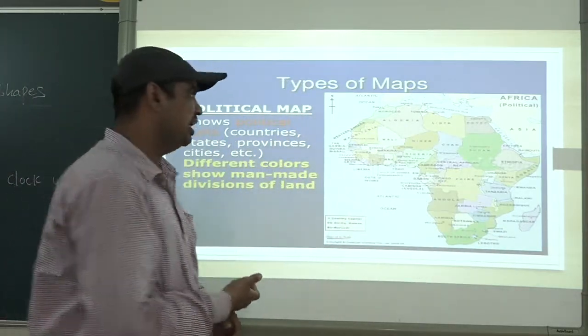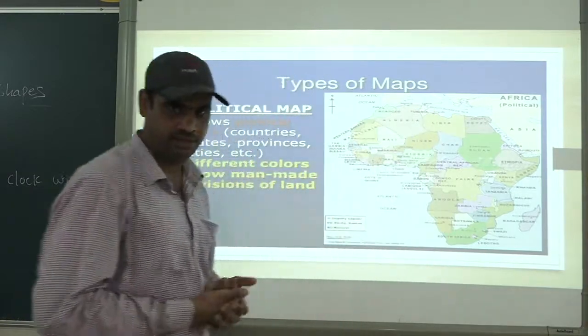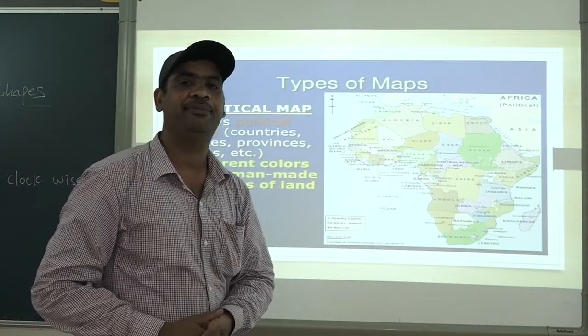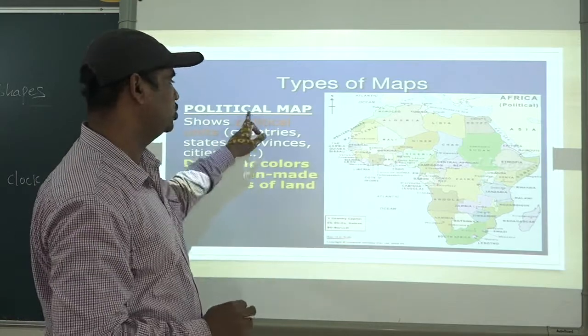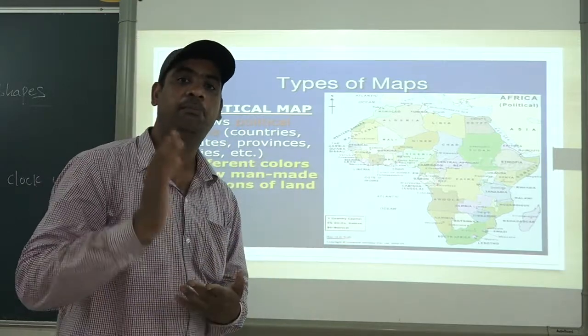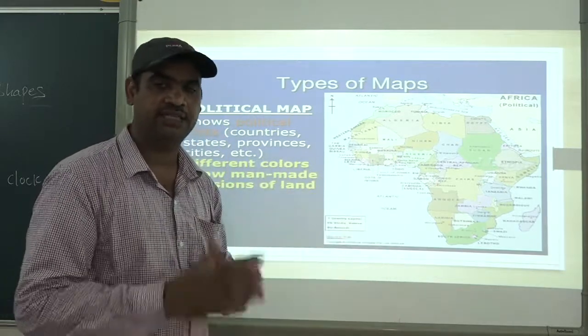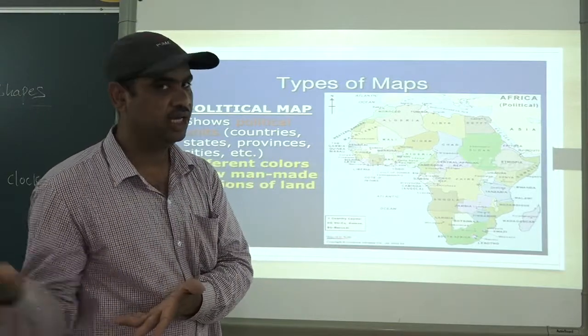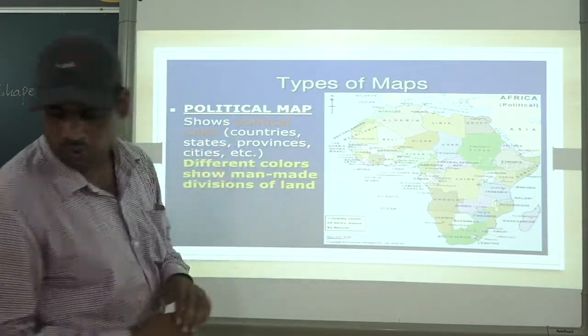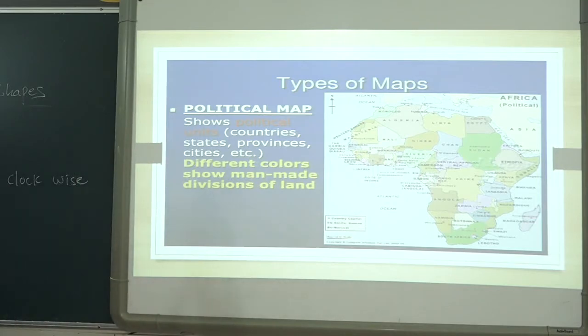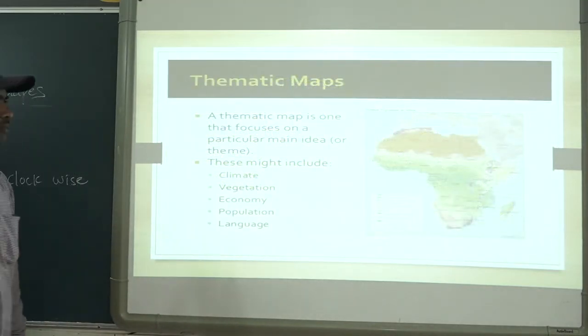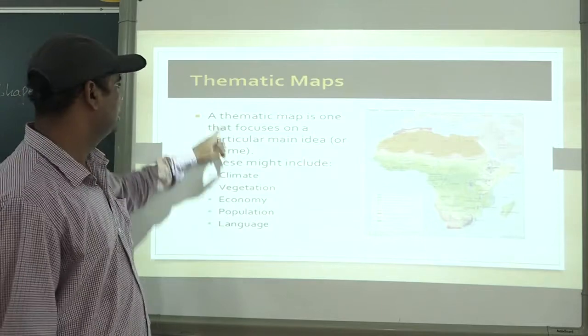Who made this? Like this country, who has made it? Man has made it. The borders of a country, man has made. So a political map shows borders which are made by man. This is our country. This is your country. So a political map shows this type of information. Then the thematic map. The next, third type, is the thematic map.